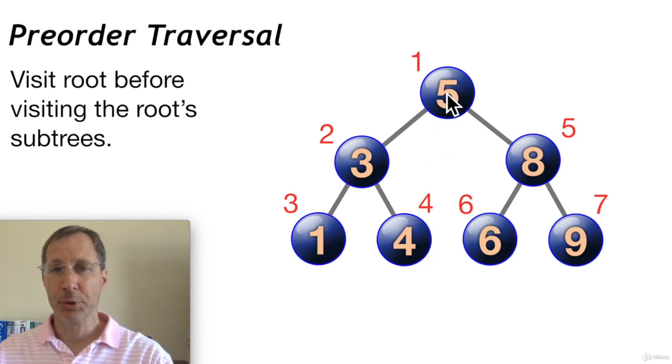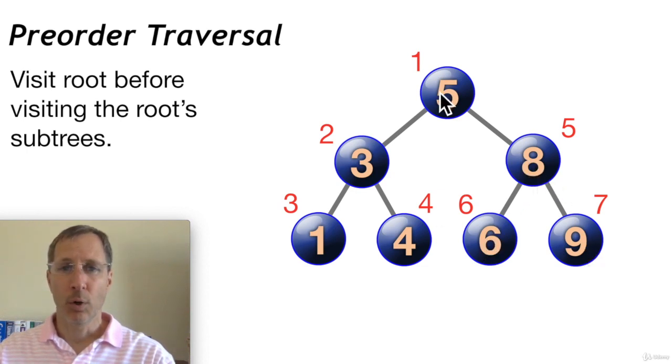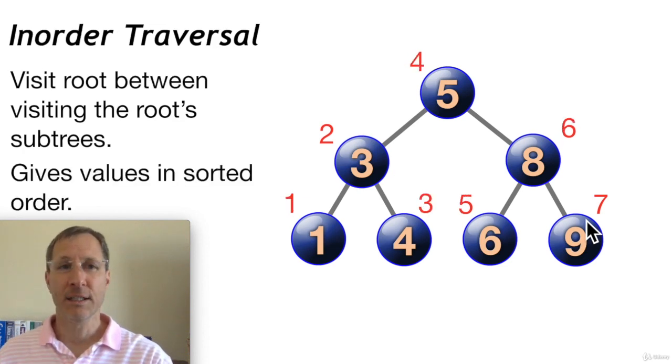And then we'll come back up and descend down 5's right subtree. We'll get the left subtree and then the right subtree. So 1, 2, 3, 4, 5, 6, 7. You can see the order. This is pre-order traversal. An in-order traversal visits the root between visiting the root's subtrees.